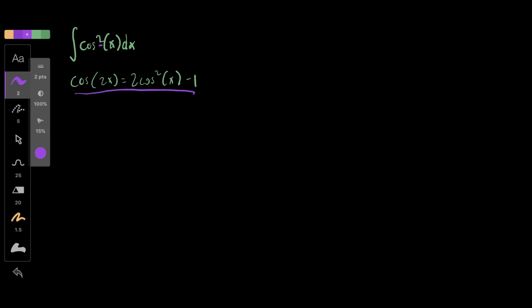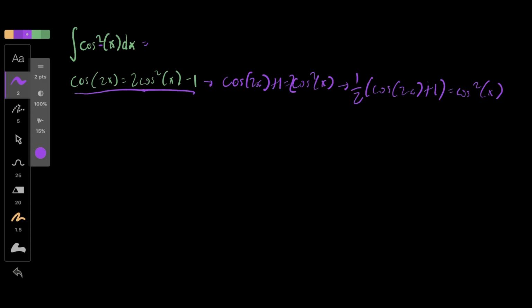But before we solve it, we know what cosine of 2x is. But how will we figure out what cosine squared of x is? We don't have it in terms of cosine squared of x. So what are we going to do? We're going to make it in terms of cosine squared of x. So we have cosine 2x plus 1 is equal to 2 cosine squared of x, and 1 by 2 of cosine of 2x plus 1 is equal to cosine squared of x. So we can rewrite this integral as 1 by 2 times the integral of cosine of 2x plus 1 dx.